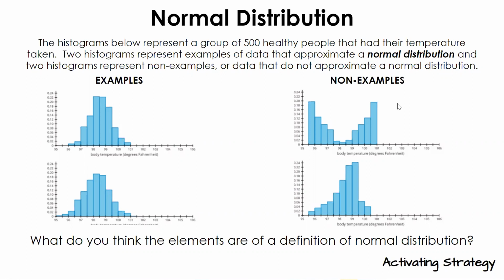2 histograms represent examples of data that approximate a normal distribution, and 2 histograms represent non-examples of that data. What do you think the elements of a definition of normal distribution are? So look at the examples on the left-hand side and the non-examples. It's an upside down U. Okay, so he's saying that there's this type of shape that looks like a bell curve.